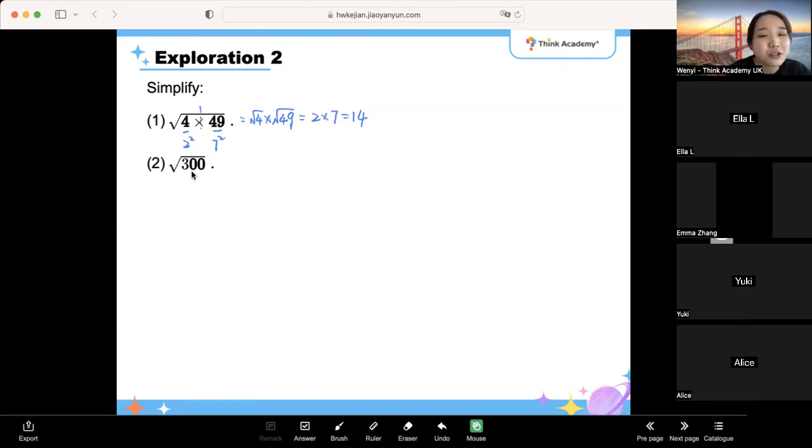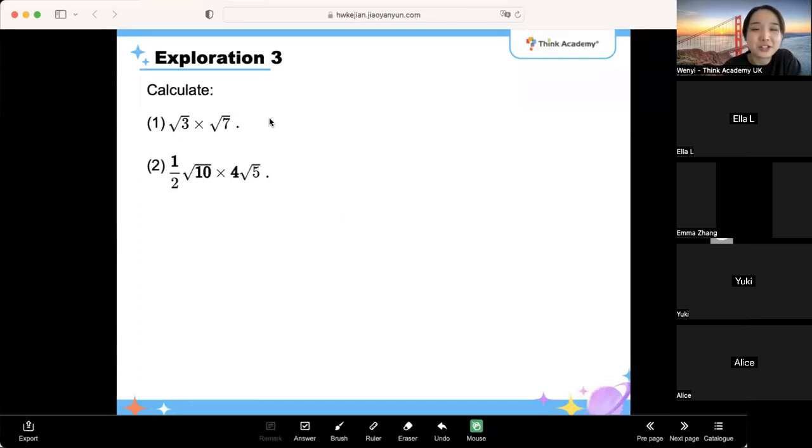Then for the next question, this is root 300. Can you find the largest square number which is also a factor of 300? Type the square. Yes, I can see 100. 100, yes, that's correct. So we can express this 300 as 3 times 100, and we put this root sign. And then we just factorize this surd into root 3 times root 100 equals 10 root 3. Yes, I can see many correct answers. Excellent job, everyone.